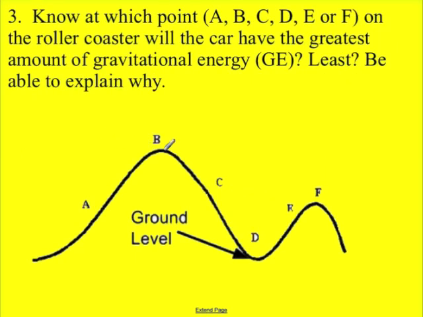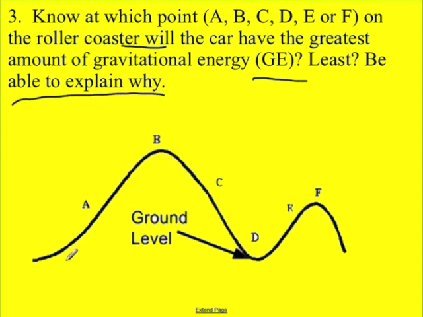How about a different scenario with this same diagram? Know at which point, A, B, C, D, E, or F, on the roller coaster will the car, grammatically that doesn't make much sense, but where in this roller coaster will the car have the greatest amount of gravitational energy, GE, or potential gravitational energy, and be able to explain why.